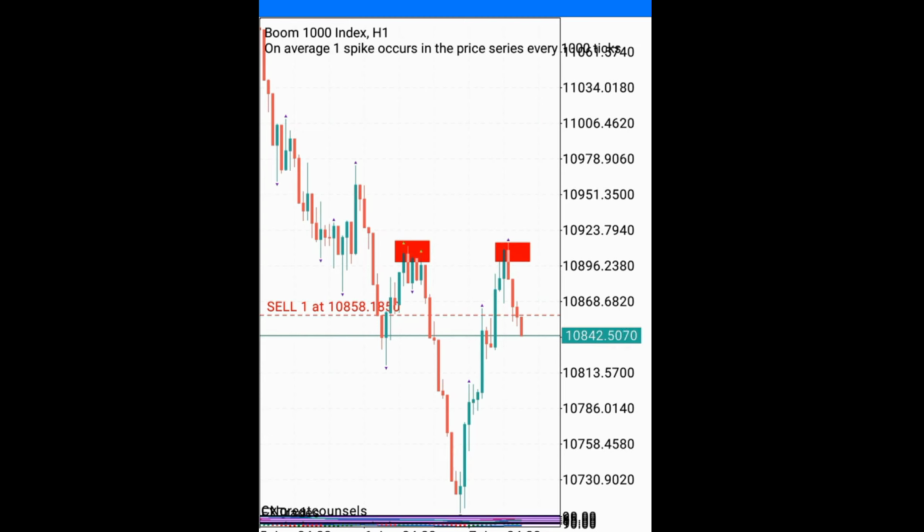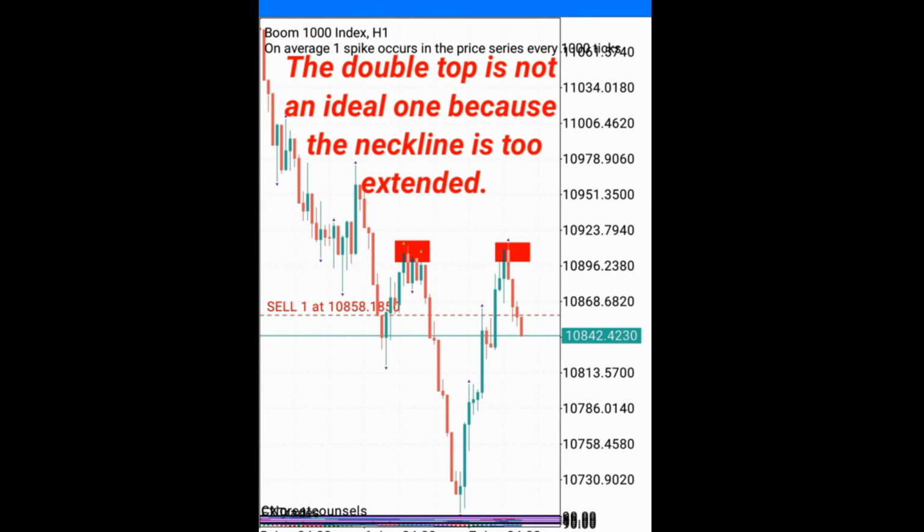Okay, now that's for an ideal double top. But this is not an ideal double top, just as you can see.